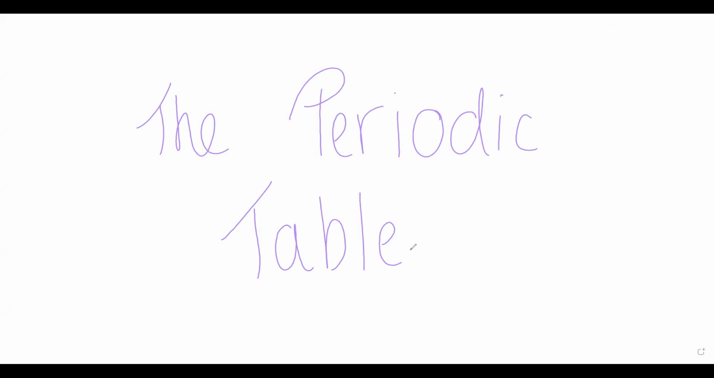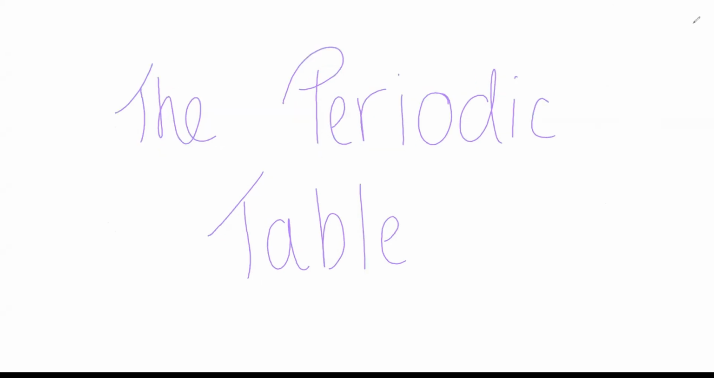Okay, so we're going to do a lesson on the periodic table. This is the basis of all of chemistry. So understanding the periodic table will help you to understand chemistry. So this will be our first lesson. Right. So let's start off by just talking about the basics of an atom.